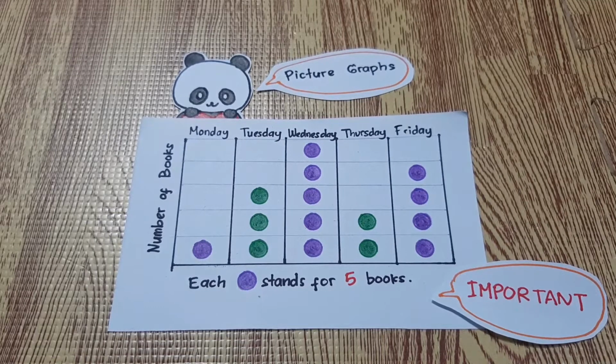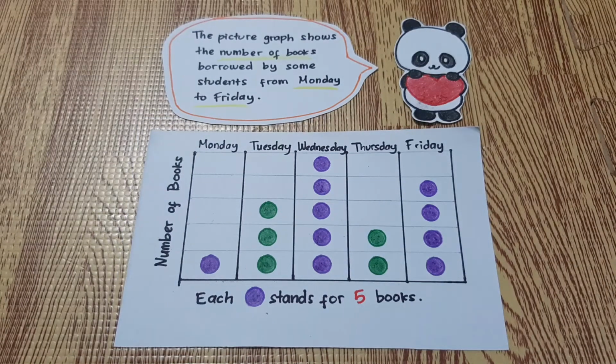I repeat, the important information is usually at the bottom of the graph or at the top of the graph. So you have to be careful in reading graphs. On this graph, the important information is each circle stands for 5 books. Do you understand? The picture graph shows the number of books borrowed by some students from Monday to Friday.